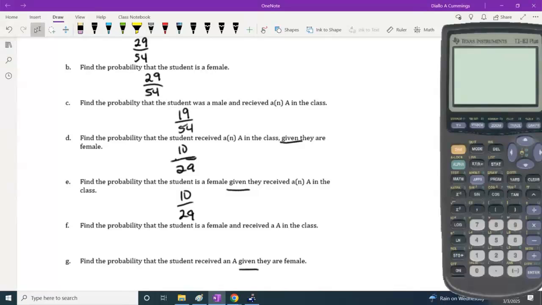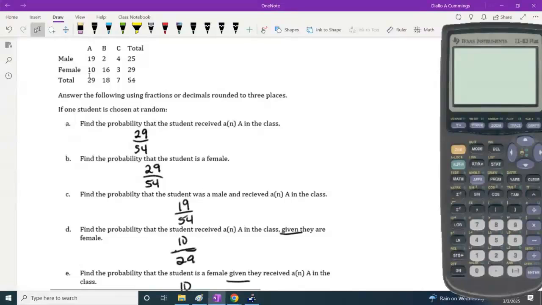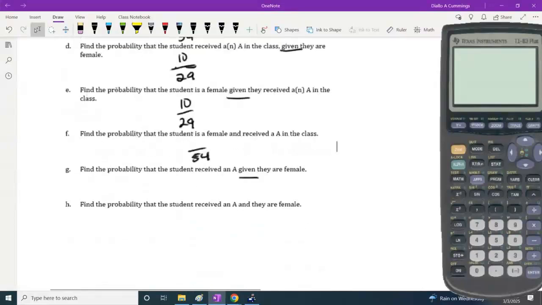F says find the probability that the student is female and received an A in the class. What's my denominator? Well, I don't have the word given, so my denominator is all of the students. So out of those 54 students, how many were females that received an A? 10. So that probability is 10 over 54.